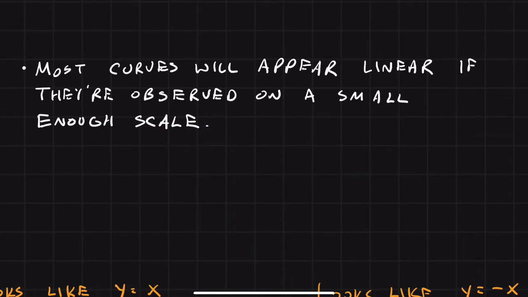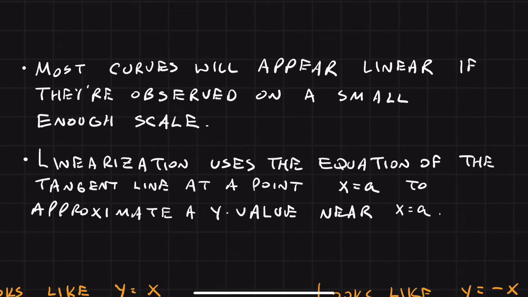Now that we've seen some examples of how a curve can appear to be linear if observed on a small enough scale, let's see how we can apply that. Linearization uses the equation of a tangent line at a point x equals a in order to approximate a y value near x equals a. And it's important to realize that the point that we're approximating needs to be near x equals a. If we're using a linear equation to approximate a curve at a point, the further we get away from that point, the worse our approximation will be.